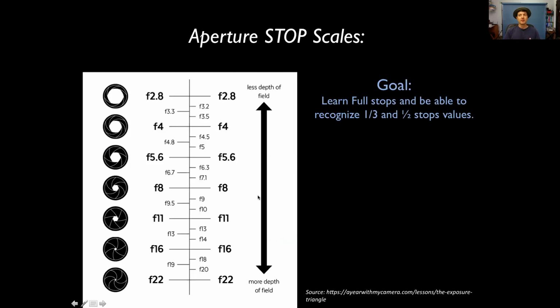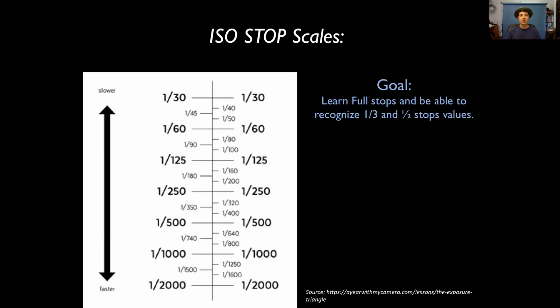But you do need to know the full stop numbers in bold, so you understand that going from f2.8 to f4 is a doubling. It's not so important that you understand exactly that it's f2.8, then f3.2, then f3.5, then f4, and so on. But you need to have a pretty good understanding of where you're at in this range, and those full stop scales really are the things that you need to focus on. Sorry, this should say aperture stop scales. This should say shutter speed stop scales.